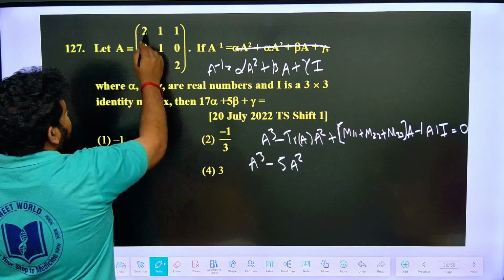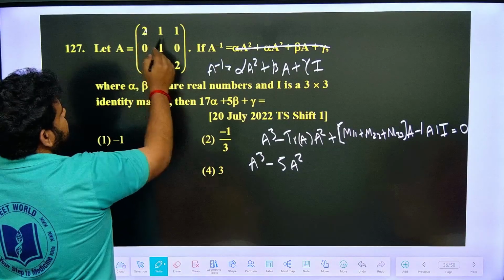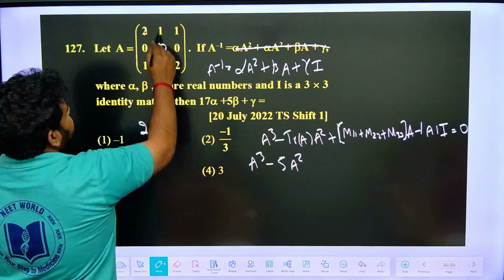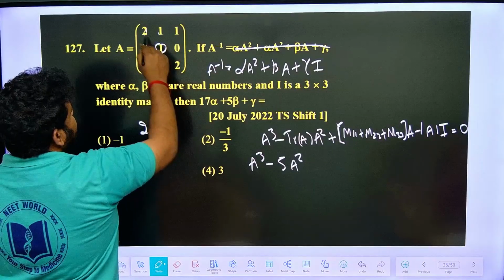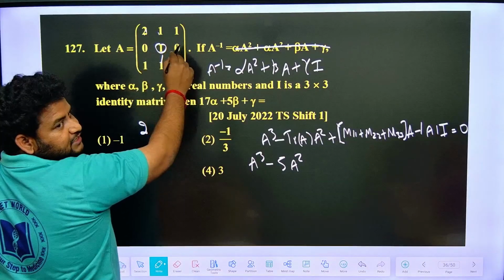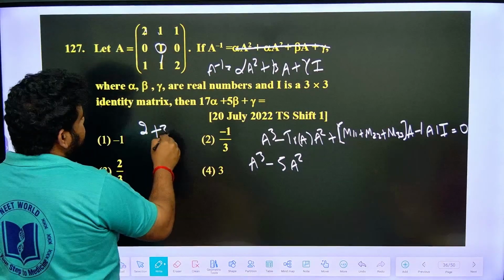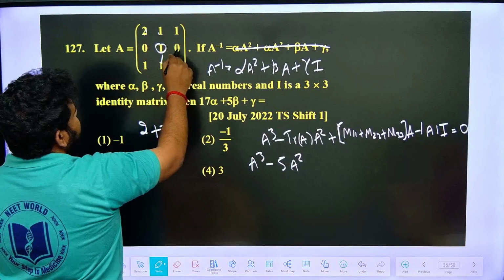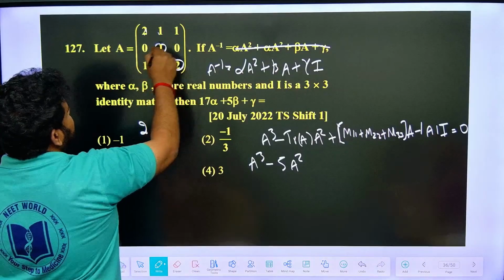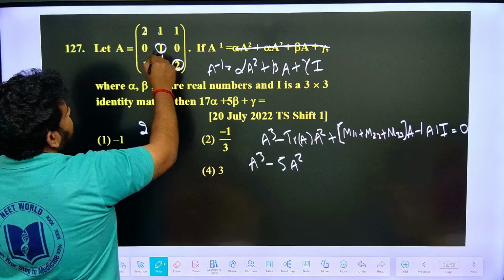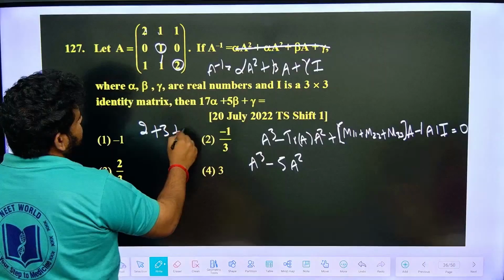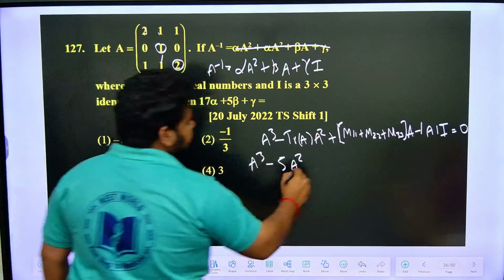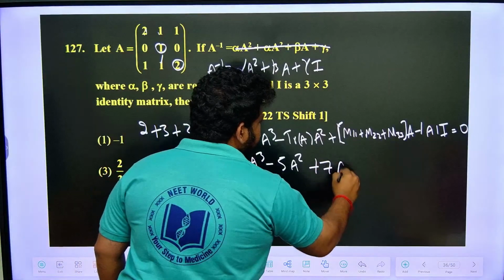See here, minor of this is 1 into 2, so this will be 2. Minor of this one: you remove this row and column. 2 twos are 4, 4 minus 1 is 3. So, plus 3. Now, minor of this is 2 into 1 minus 0, so plus 2. Correct now? So, we will get 7. We will get 7 times A.